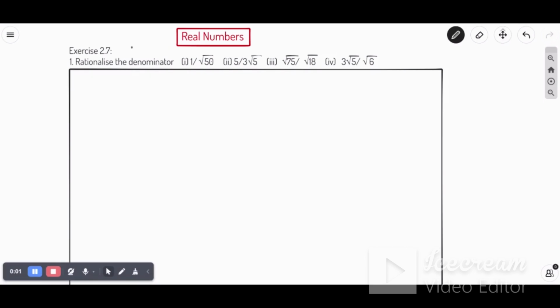Hi everyone, let us start with real numbers exercise 2.7 question number 1. In this question it is given that you have to rationalize the denominator. Rationalize the denominator means you have to make the denominator a rational number. So let us start our question.